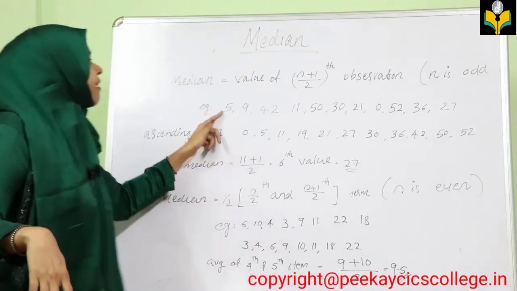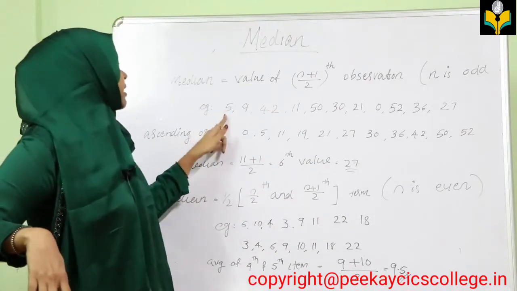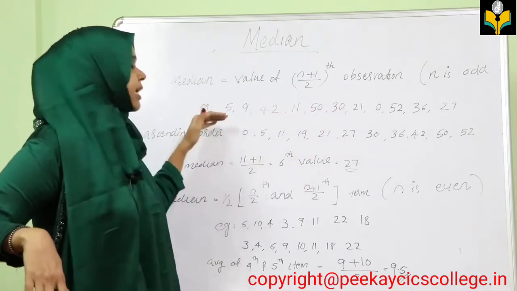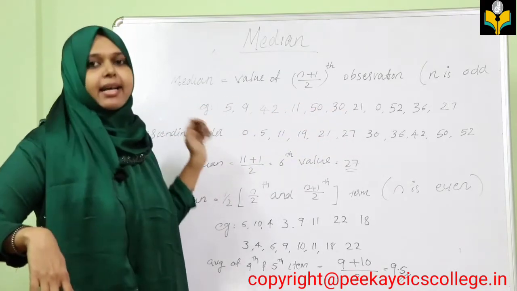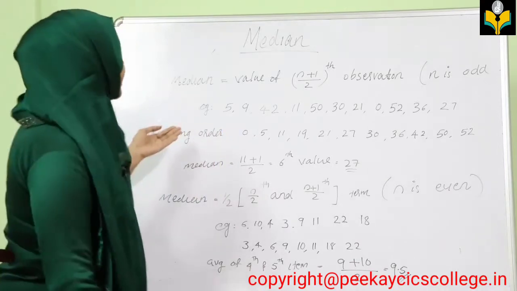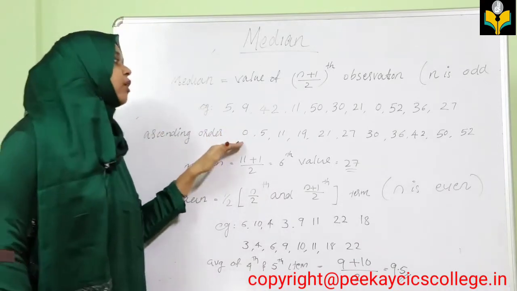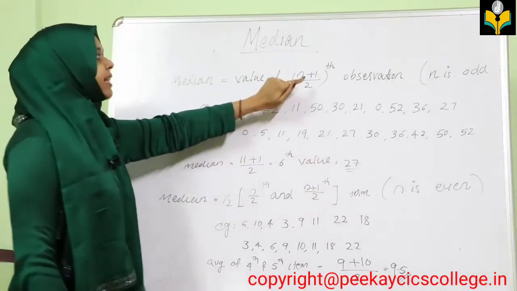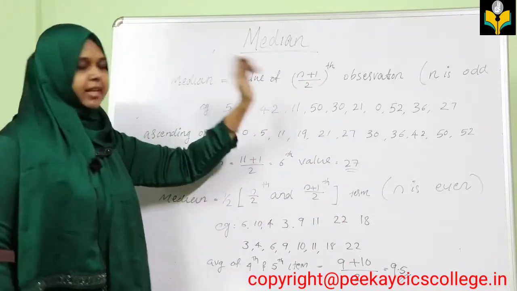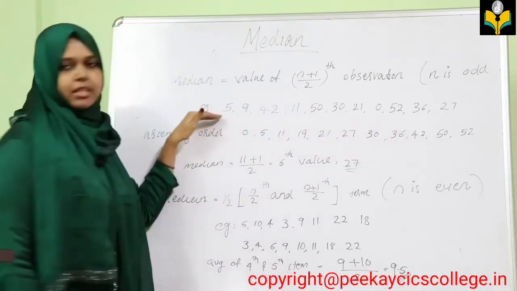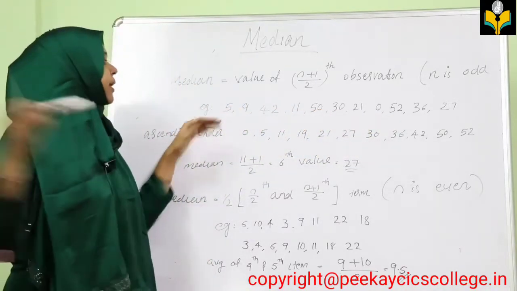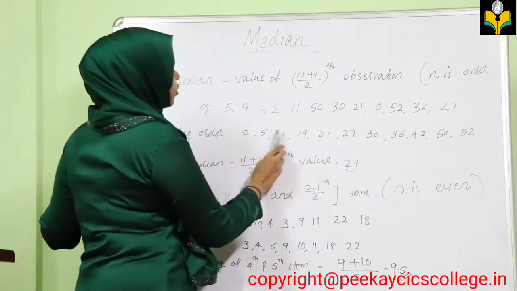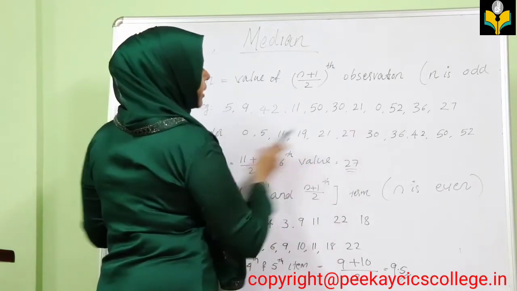If you have 11 observations, suppose this is your data, the first step is to arrange the data in ascending order. Then you have to find the (n plus 1) by 2th observation, that is the middle point of the observations. We know that the middle point is the 6th value. 1, 2, 3, 4, 5, 6. This is the middle point.